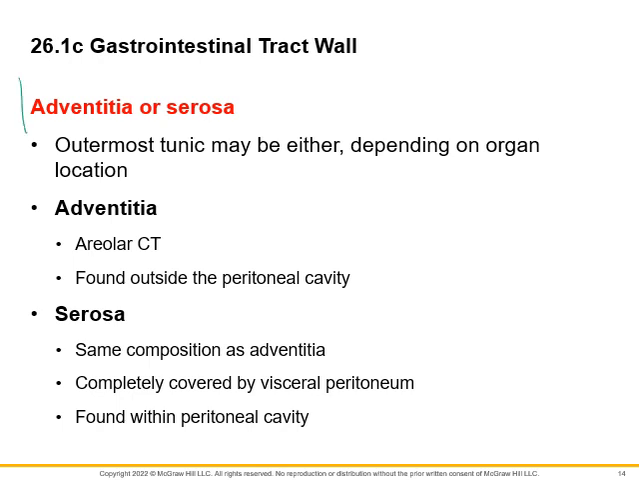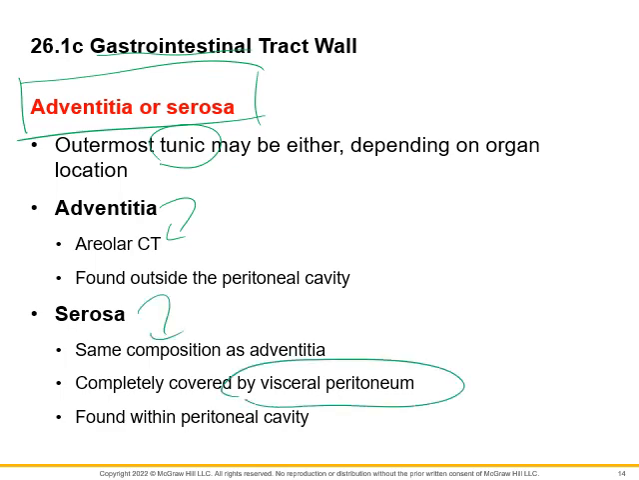So adventitia or serosa. The outer tunic can be either, depending on which organ we're talking about in the GI tract. So adventitia is going to be areolar connective tissue. The serosa is going to be covered in the visceral peritoneum.